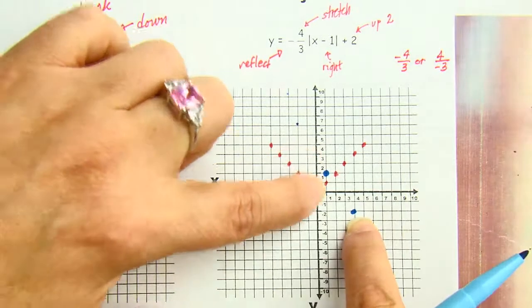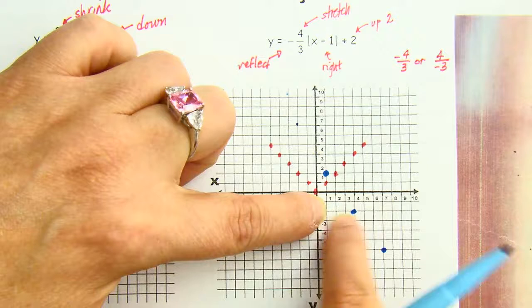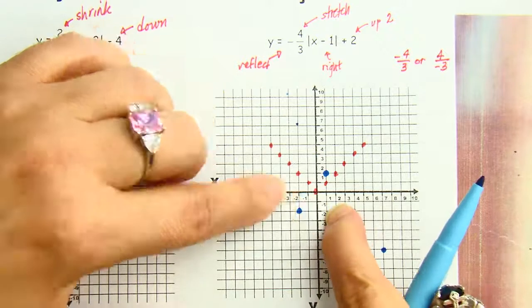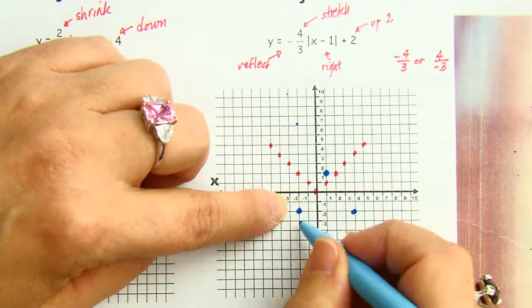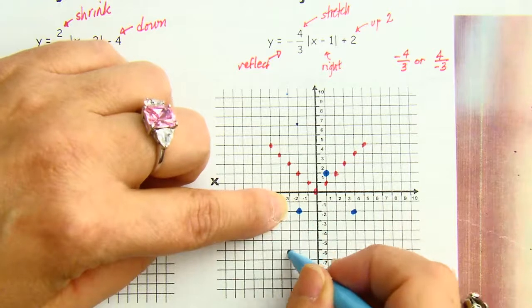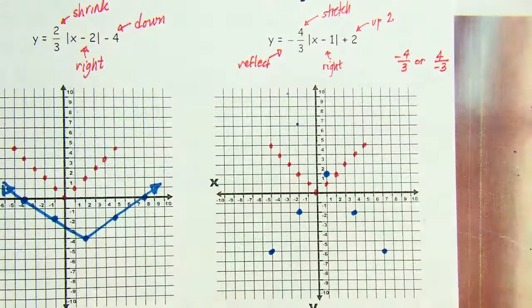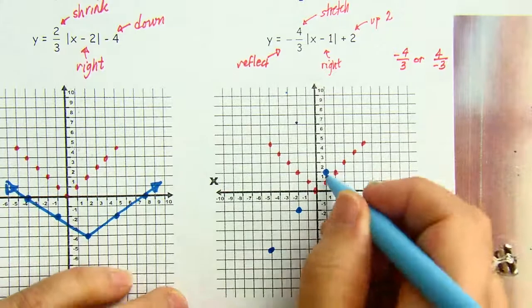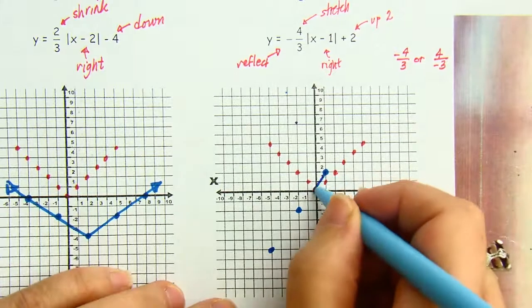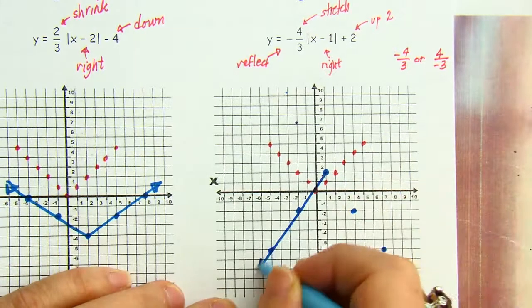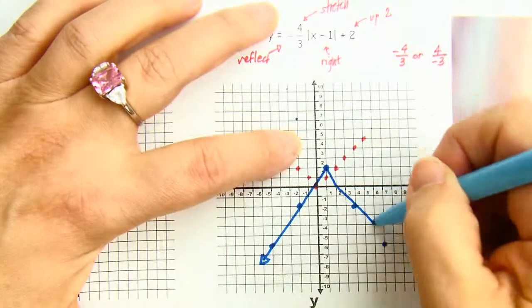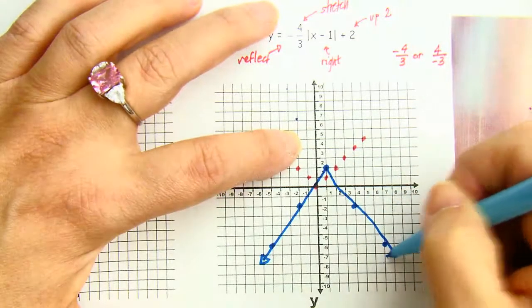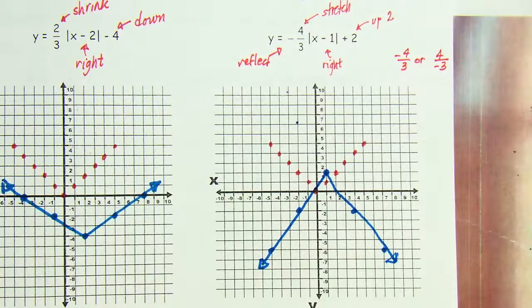Again, if you use the axis of symmetry, this point is 3 units to the right, and this point is 3 units to the left. 1, 2, 3, 4, 1, 2, 3, and I have my graph. And it is wider. Oops, that wasn't very good. I would turn my paper if I was doing this, and I don't want to do that in the video.